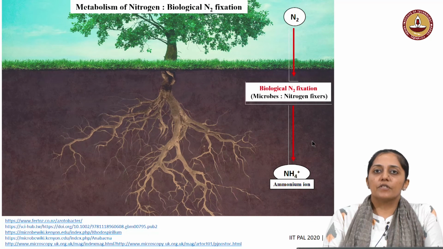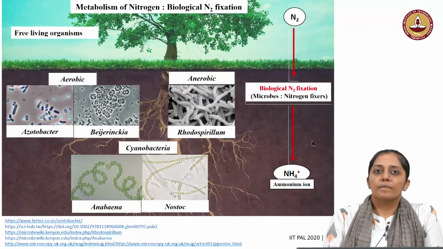The atmospheric nitrogen is fixed to ammonium by the process of biological nitrogen fixation, which is carried out by nitrogen fixers. These are free living organisms in the soil, can be aerobic or anaerobic, like for example, Rhodospirillum, an anaerobic bacterium, and aerobic organisms belonging to Azotobacter species, or for example, cyanobacteria. All these species help in the conversion of atmospheric nitrogen to ammonium ion.